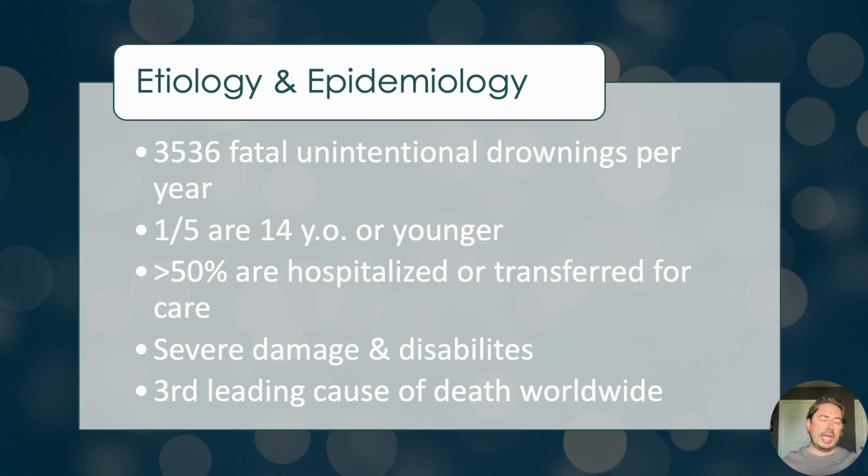And when we look across the world, there are about 360,000 drownings per year. So lots of statistics when it comes to epidemiology. Typically, the kiddos are the ones that are a part of the drownings. 20% of them are going to be 14-year-olds or younger, and more than 50% of them are going to be hospitalized.